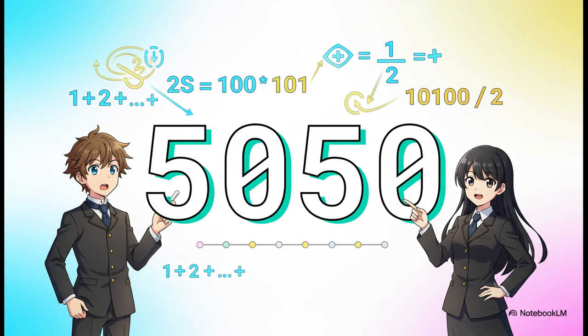But hold on. That big number, 10,100, is for two of the sums added together. It's 2S. So to find the original sum S, you just have to cut it in half. And half of 10,100 is 5050. A problem that should have taken ages was solved in just a few seconds. You can see why his teacher was speechless.